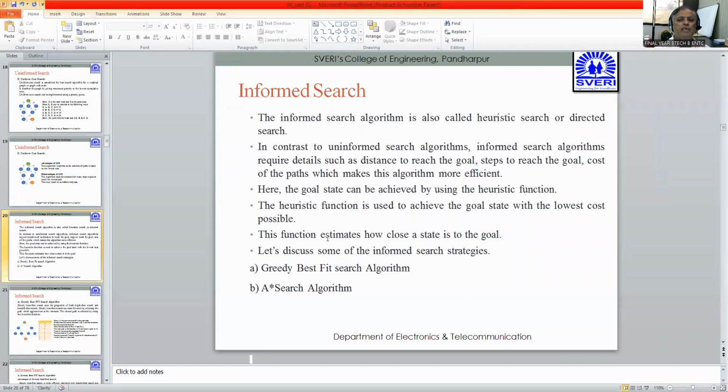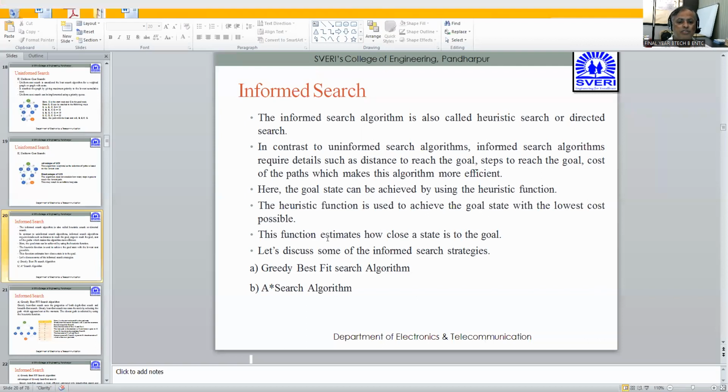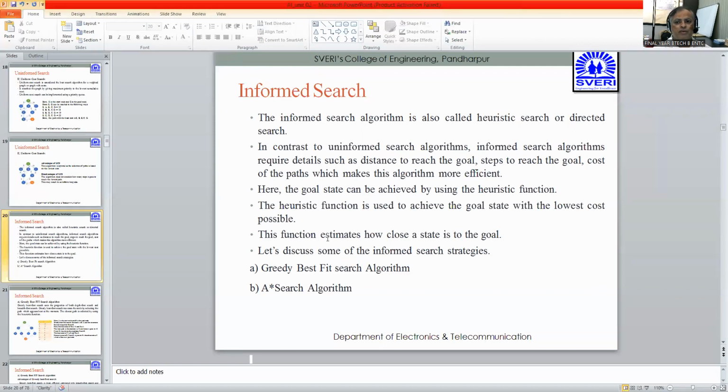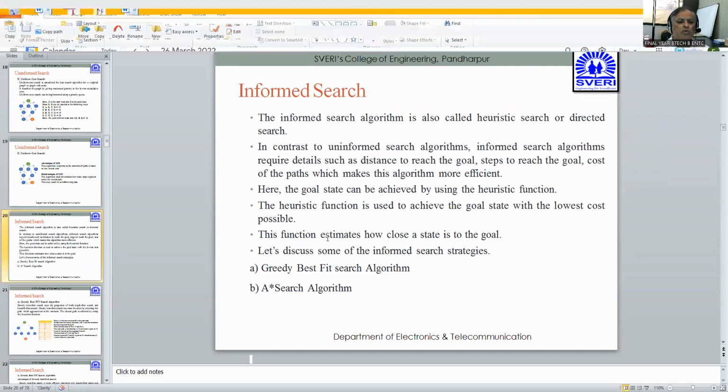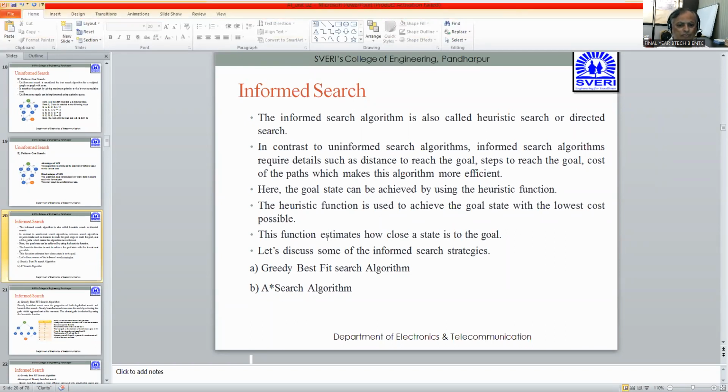As the goal state can be achieved using the heuristic function, obviously we are using the heuristic function to reach from the start node to the destination node. Hence it is also called the heuristic search. The heuristic function is used to achieve the goal state with the lowest cost possible. Obviously the cost has to be lowest, and this function estimates how close a state is to the goal. So ये पता चलेगा कि हम गोल के कितने नजदीक है. So ये function है heuristic function जो बताता है.